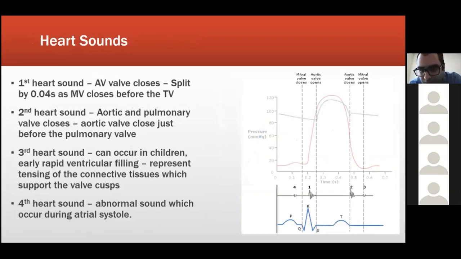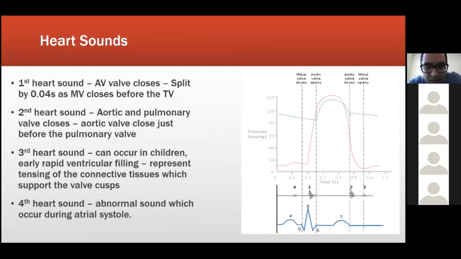So heart sounds here, move this up. Essentially there are four key heart sounds which we should be aware of. The most common would be first and second heart sound. So the closure of the AV valves is typically denoted by the first heart sound. The mitral valve does close a little bit before the tricuspid valve.